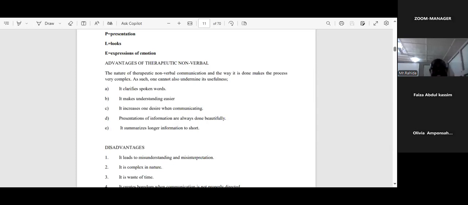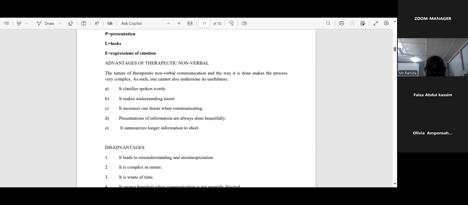It also makes understanding so easy. It increases one's desire when communicating, because as you communicate using the verbal aspect, it motivates you sometimes. So there are a lot, and the presentation of information is always done beautifully, using signs and symbols to send and receive information and understanding. Are we clear?